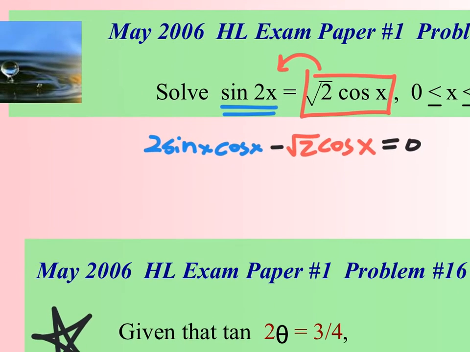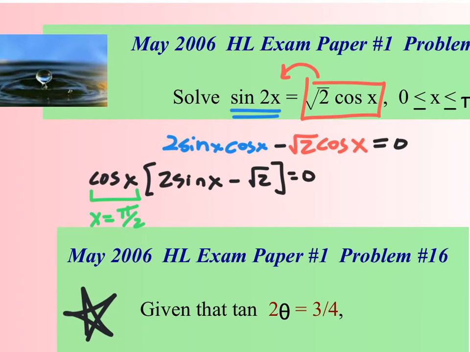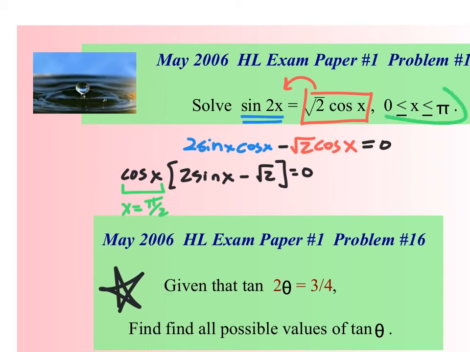Next thing I would do is factor. Probably factor out just a cosine x. That leaves a 2 sine x minus root 2. Zero product property tells me that either this has to equal 0, which happens when x is pi over 2. Notice our restrictions up here, 0 to pi. So I won't go with 3 pi over 2.